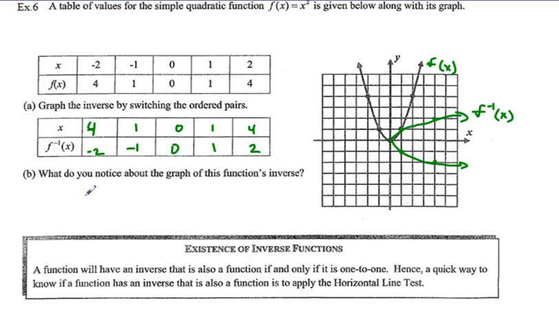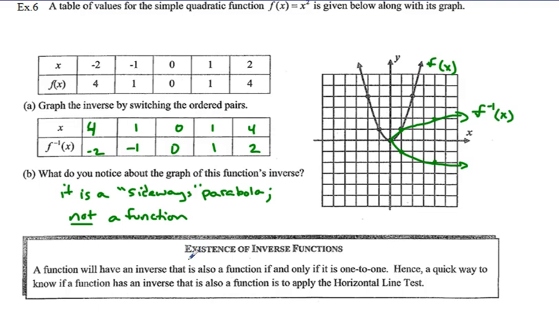It's still a parabola. Okay, so we've identified that it's sort of a sideways parabola, but not a function. And down here, there's a clue that a function will have an inverse that is also a function if and only if it's a one-to-one function.